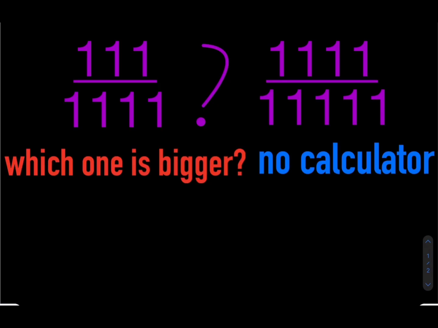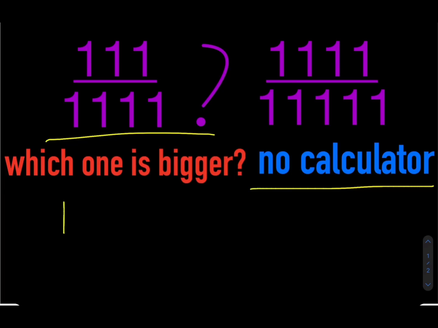Hello everyone. Which one is bigger? 111 divided by 1111 or 1111 divided by 11,111. And you are not allowed to use a calculator because otherwise you can just turn the denominator into the same one and then you won't know which one is bigger.